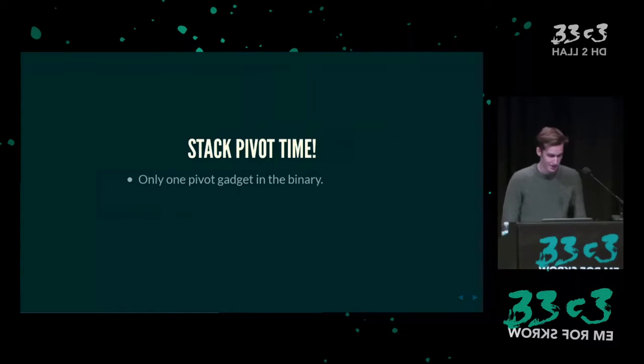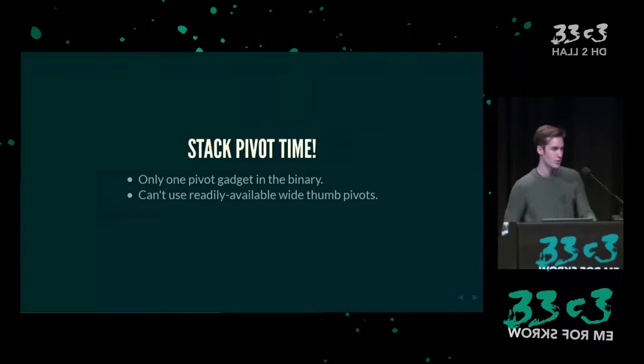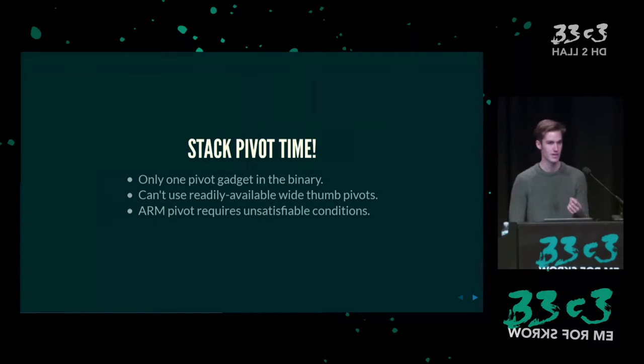So I looked at the binary, and there's only one pivot gadget. And then I looked at the Thumb pivots. There are actually a lot, but because this CPU was too old, it didn't support the wide instructions where all the pivots come up. So unfortunately, that one pivot instruction has some arithmetic conditions on it.